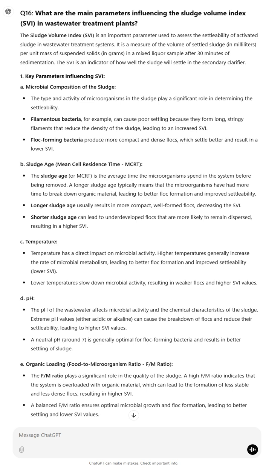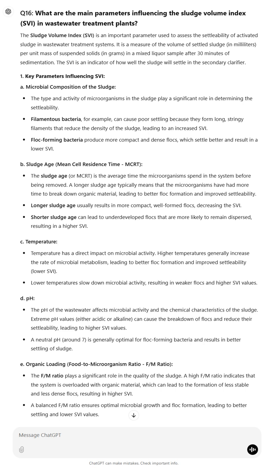E. Organic loading, food to microorganism ratio, F/M ratio. The F/M ratio plays a significant role in the quality of the sludge. A high F/M ratio indicates that the system is overloaded with organic material, which can lead to the formation of less stable and less dense flocks, resulting in higher SVI. A balanced F/M ratio ensures optimal microbial growth and flock formation, leading to better settling and lower SVI values.